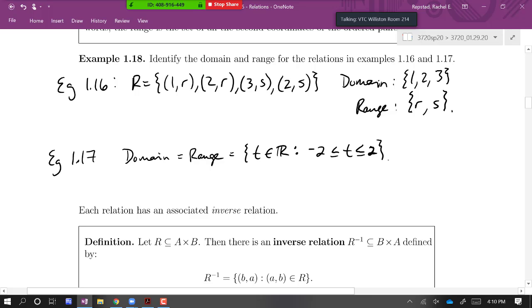So here's an example where the range was not all real numbers, and the domain was not all real numbers, right? It can be some subset of those sets.